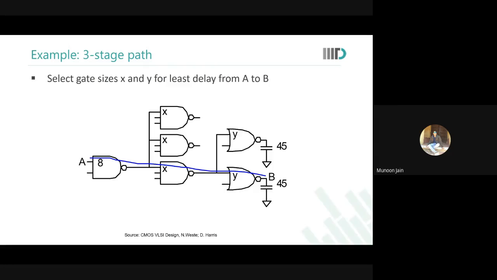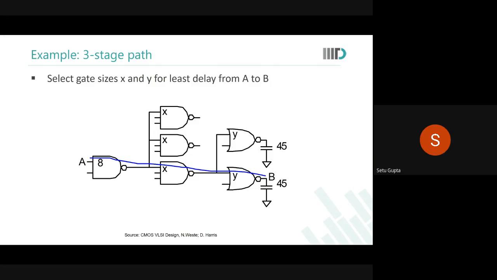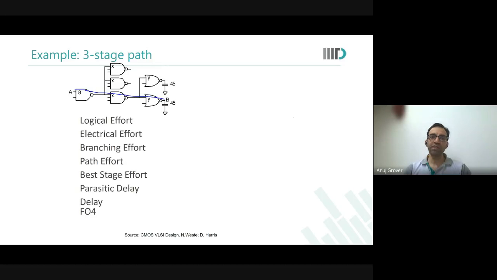Capital H. Okay. Then we can calculate capital B, and then we can calculate capital G. Okay. So what we are saying is, let us start to find with the logical effort, capital G, capital H, and capital B. Is this fine? We found G, H, and B. Are these calculations okay for you?